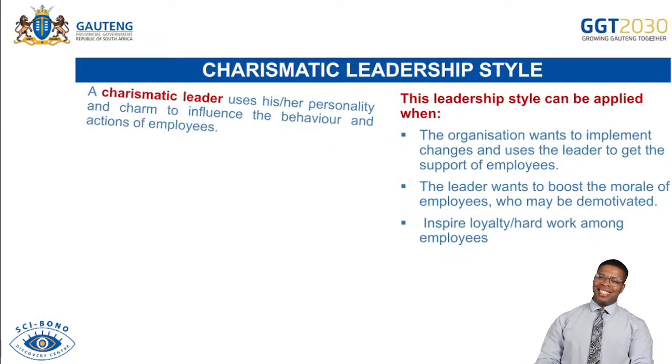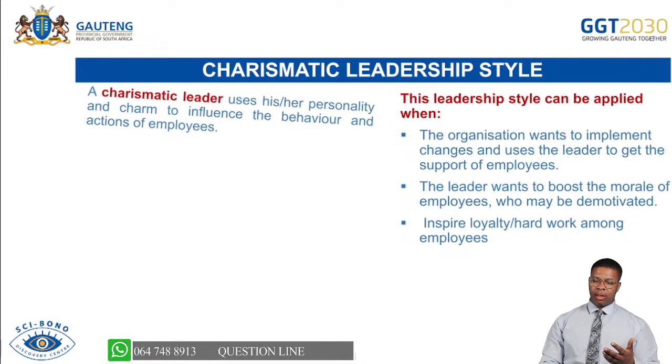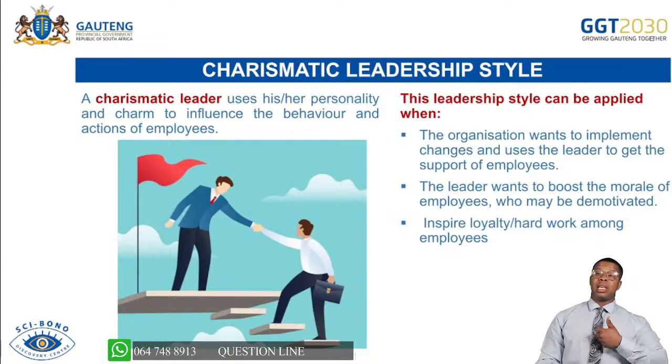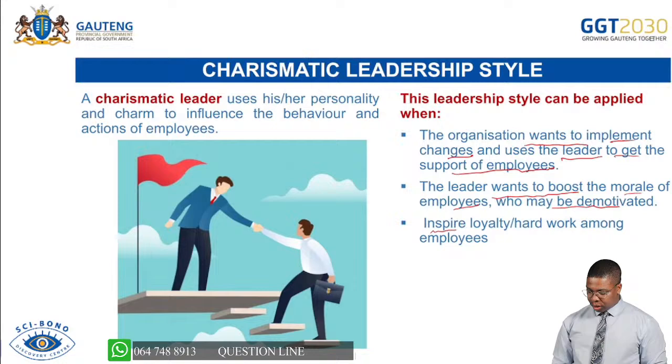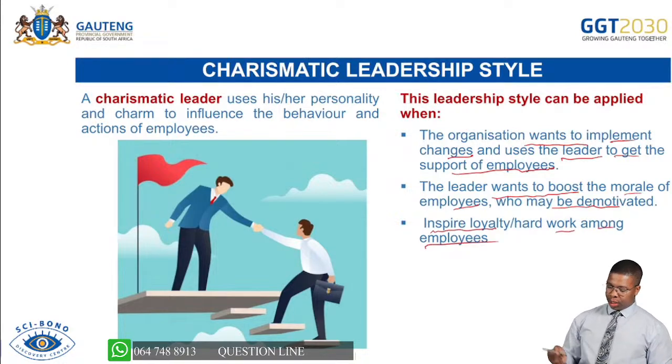Charismatic now. A charismatic leader uses his or her personality and charm to influence the behavior and the actions of the employees. This is a leader who has influence in terms of personality, in terms of how they do things, and people then will want to follow. You use this leadership style when the organization wants to implement changes and use the leader to get the support of employees, when the leader wants to boost the morale of employees who may be demotivated, and when they want to inspire loyalty and hard work amongst employees.